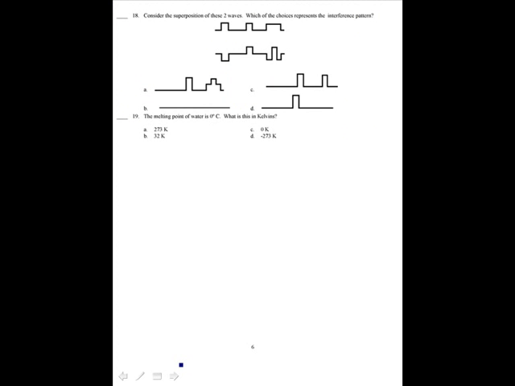Consider the superposition of these two waves. Which of the choices represents the interference pattern? Let's see, that cancels. This adds up. That part cancels and that part cancels, but you add up there. So you get 2 big bumps. That's C. Melting point of water is 0 degrees Celsius. That is 273 Kelvin.